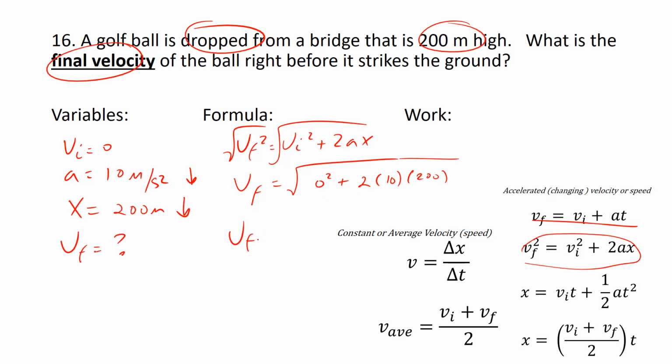And we do the math. I like to type things in the square root first. 2 times 10 times 200 equals 4,000, but that's not the answer yet. And you take the square root and pull in the answer, and you get VF equals 63.25 meters per second. So that's how fast it would hit the ground.